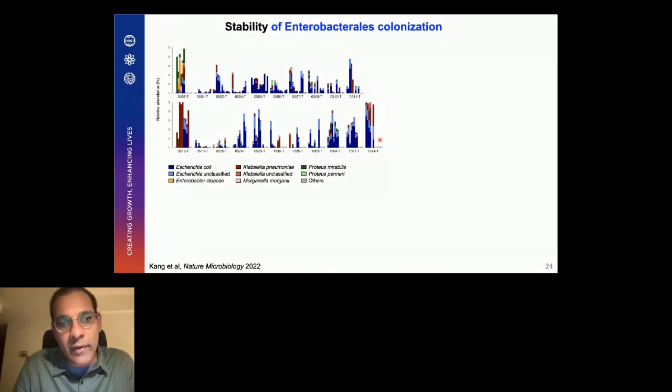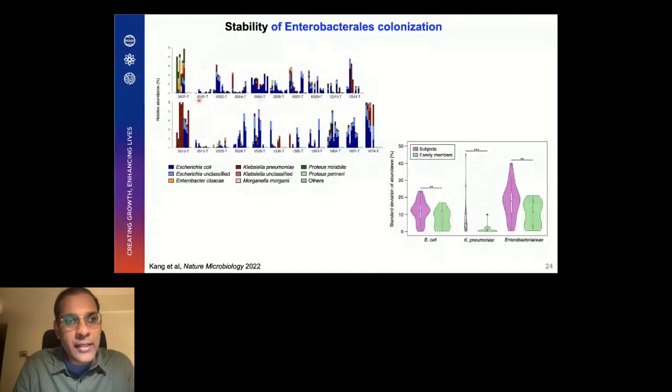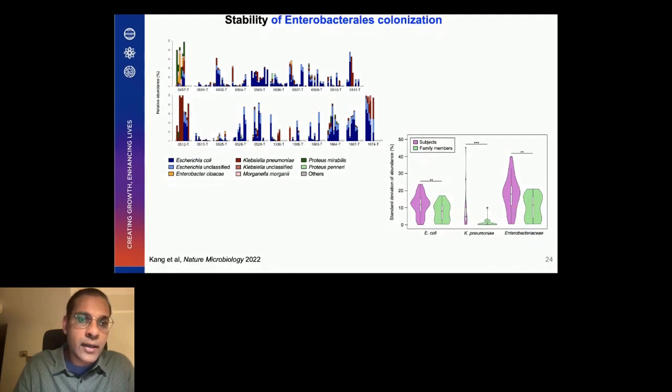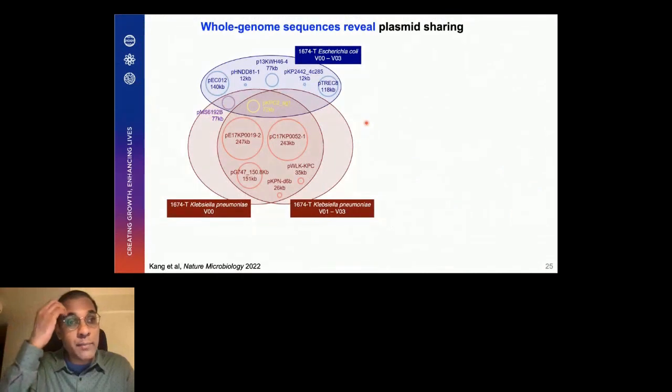And finally, in subject 15674T, we see co-colonization by both E. coli and Klebsiella pneumoniae. They're both enriched in the gut microbiome. But in general, the dynamics is quite unstable for Enterobacterales colonization. And we can see, comparing subjects and family members, that the standard deviation of abundance is greater for all these species. And in particular, when there are two species colonizing, when there's E. coli and Klebsiella in the gut microbiome, we see an interesting example of plasmid sharing.